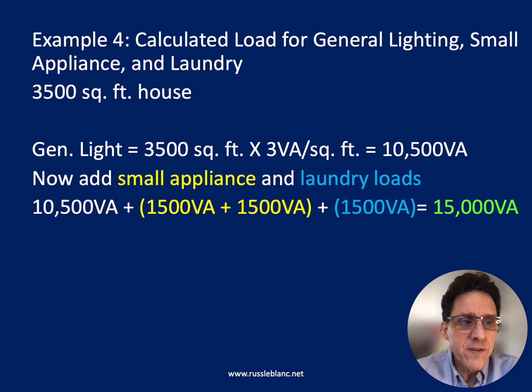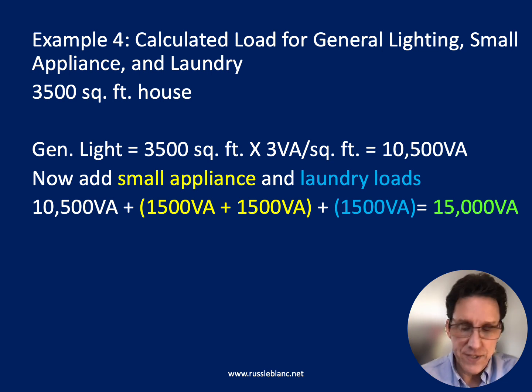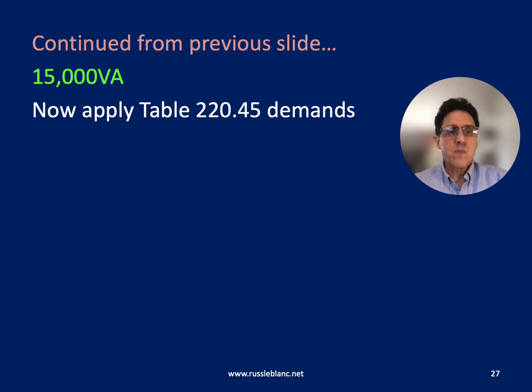All right, so there's the general lighting, 10,500 volt amps, plus the two small appliance circuits at 1,500 volt amps each, plus the laundry circuit at 1,500 volt amps. That's a total of 15,000 volt amps. All right. Now we want to apply those demands again from table 220.45. So we'll continue this on the next slide. Okay, now again, if you want to tackle this, try applying the demands. You can pause the video anytime you want. And when you're done, you can restart the video and we'll give you the answer.